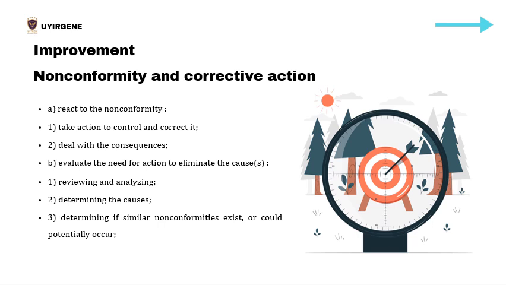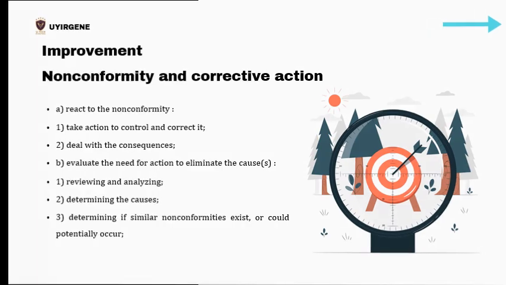Improvement, nonconformity and corrective action. When a nonconformity occurs, including any arising from complaints, the organization shall react to the nonconformity and, as applicable, take action to control and correct it, deal with the consequences, evaluate the need for action to eliminate the causes of the nonconformity, in order that it does not recur or occur elsewhere, by reviewing and analyzing the nonconformity, determining the causes of the nonconformity, determining if similar nonconformities exist, or could potentially occur.